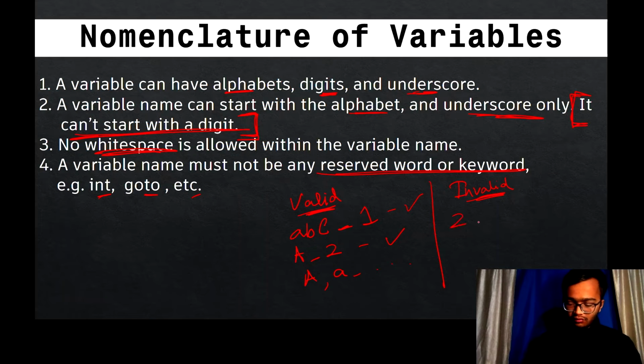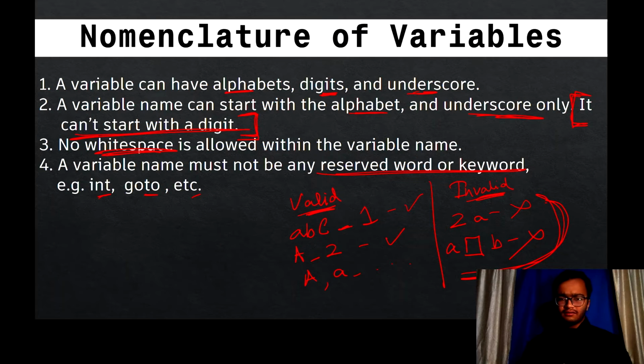See, this is invalid. 2a. This is invalid. This will throw error. It can also be like this. If there is a space over here and this is b. This is not underscore. This is a space, a white space. And this will also throw an error, because this has a certain meaning to the compiler, and the compiler will not understand this as a variable. It will throw error.